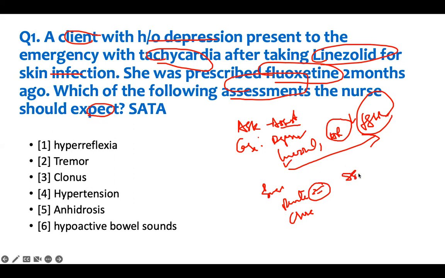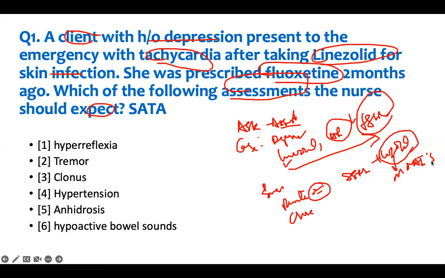We have SSRI plus linezolid. This is a bad combination. This is an antibiotic. It looks like vancomycin. That is the PO form of vancomycin. You can call it that way. It behaves like MAOIs. They do the same thing as the MAOI. So if you're taking those, you have to take all the precautions like somebody taking MAOIs.